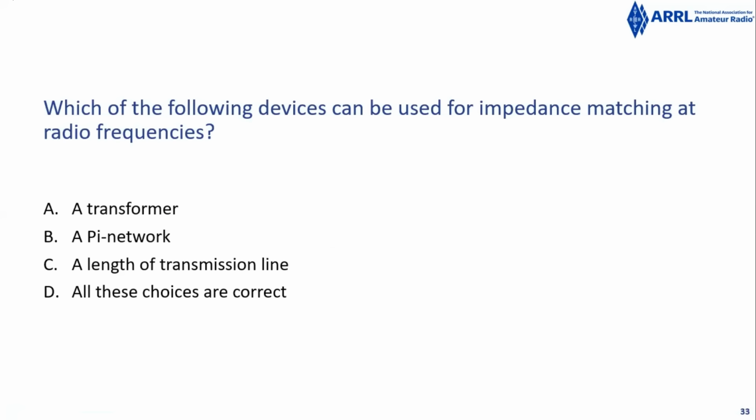Which of the following devices can be used for impedance matching at radio frequencies? A transformer, a pi network, length of transmission line, all the choices. I think it's all of these. Remember we talked about a transformer, a pi network, a transmission line, all of these can be used to match.